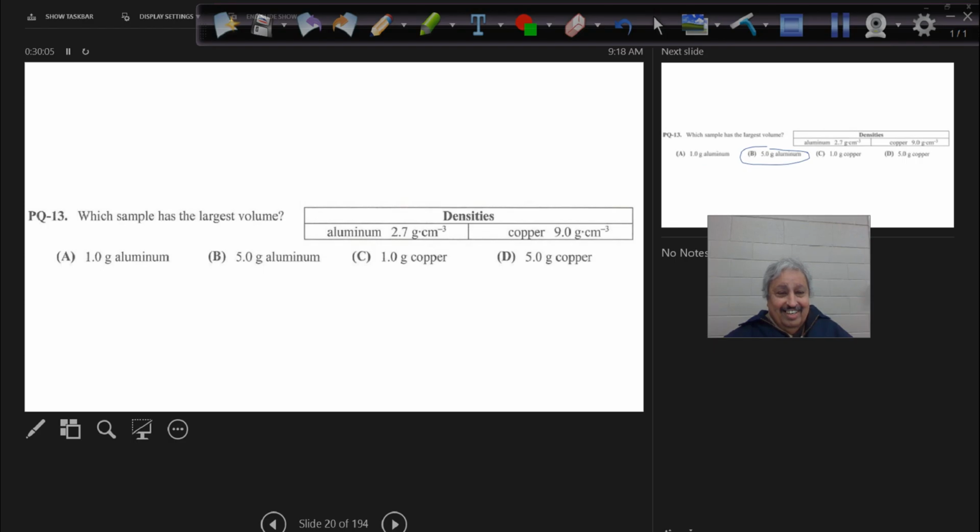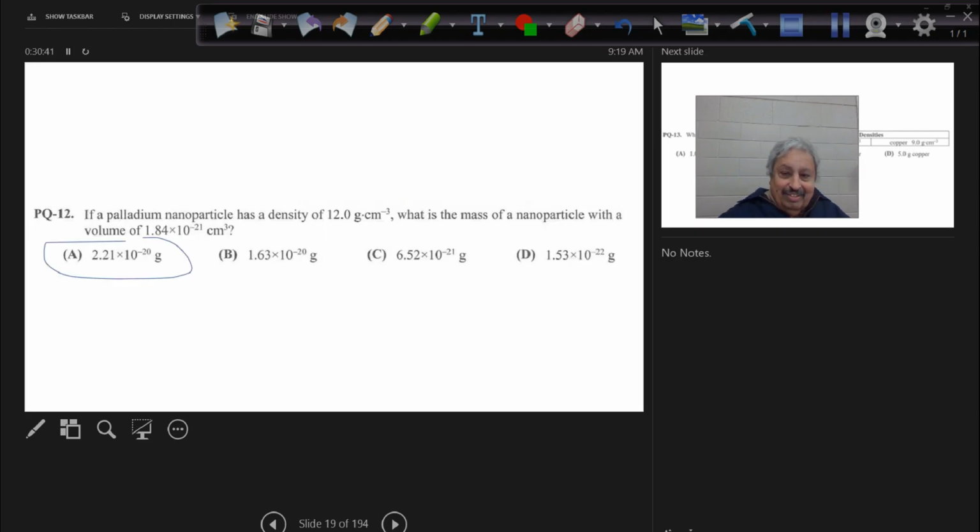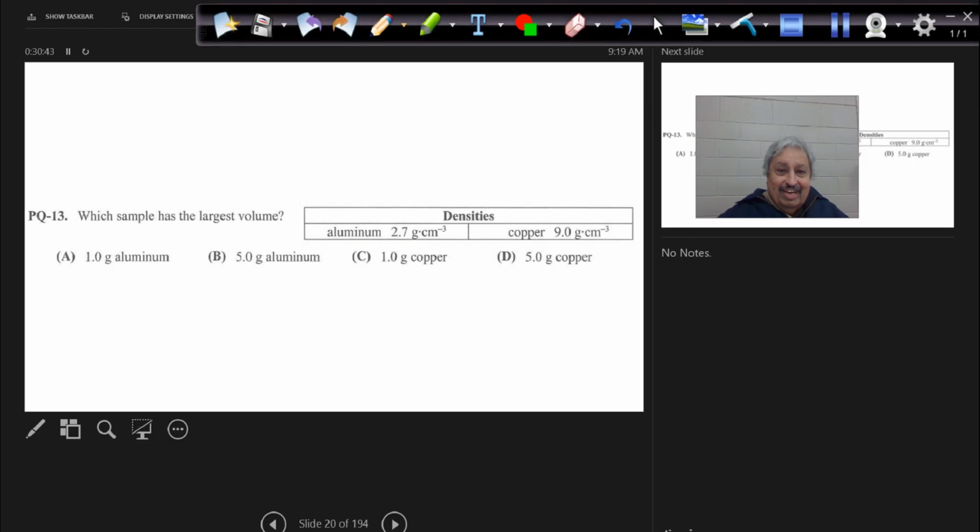It's A. Let's do this one here. I want you to be convinced. Which sample has the largest volume? Should I do the calculation or not? You can do the calculation, but you can just look at the whole thing. The largest volume, and you have the density given to you, and the mass is given to you. And I need the volume.